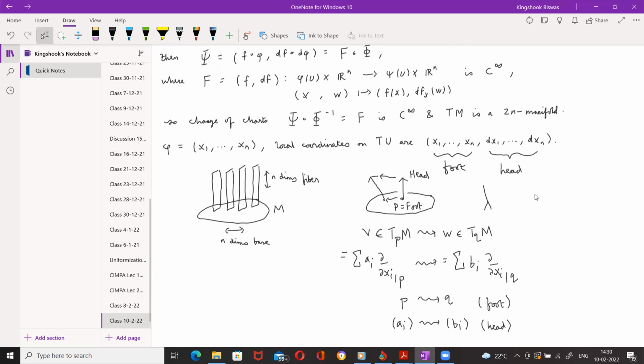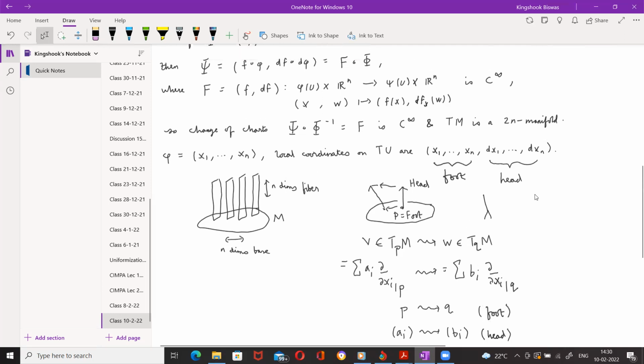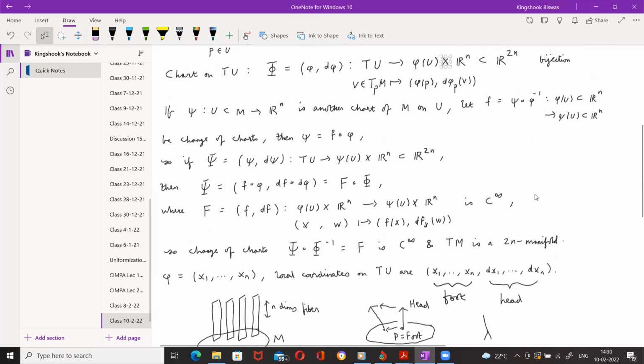I have a question. M cross Rn is topologically different from TM? Yes. Locally, it's the same, right? Because locally, TU is identified with phi of U cross Rn, and phi of U is the same as U topologically. So TU is identified with U cross Rn.